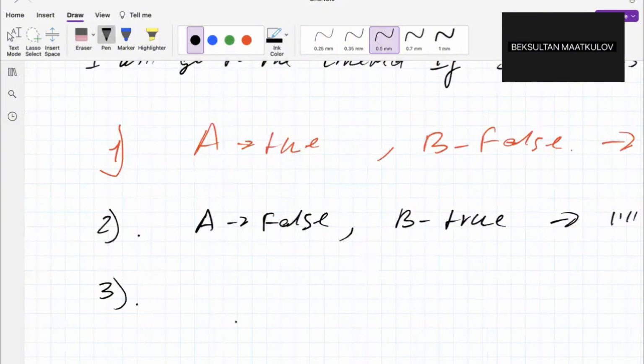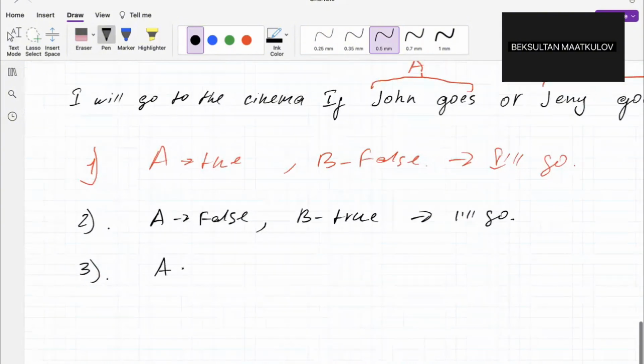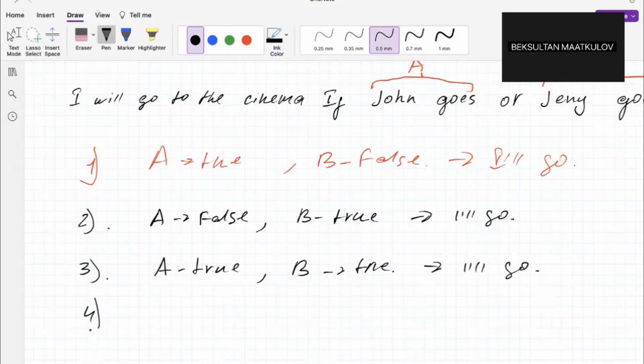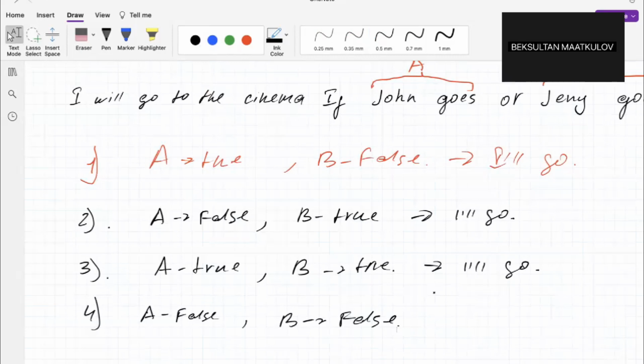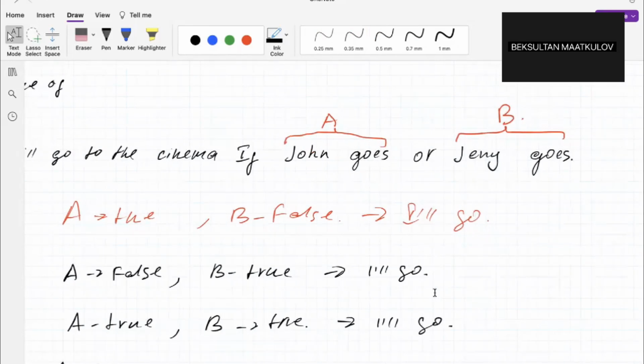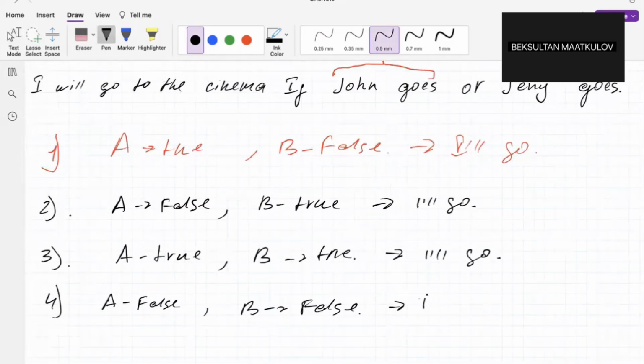And the third case, where A is true and B is true. It means that John is going to the cinema and Jenny is going to the cinema. In this case, for sure, I will go to the cinema. In the last case, this is the only case where I will not go to the cinema, where A is false and B is false. Will I go to the cinema if John will not go and Jenny will not go? I will not go, because in order for me to go to the cinema, I need at least one of the friends going. But in this case, they both are not going. So I'll write I not go.